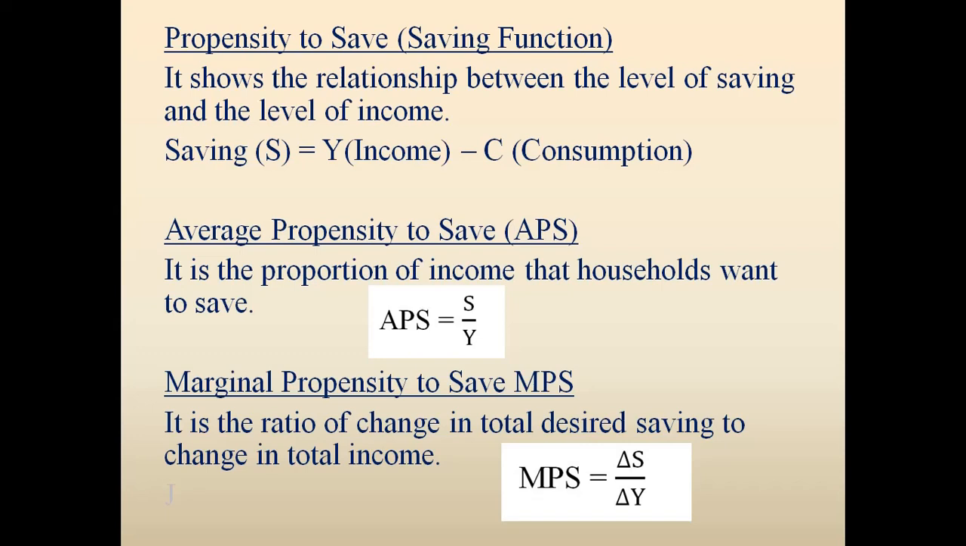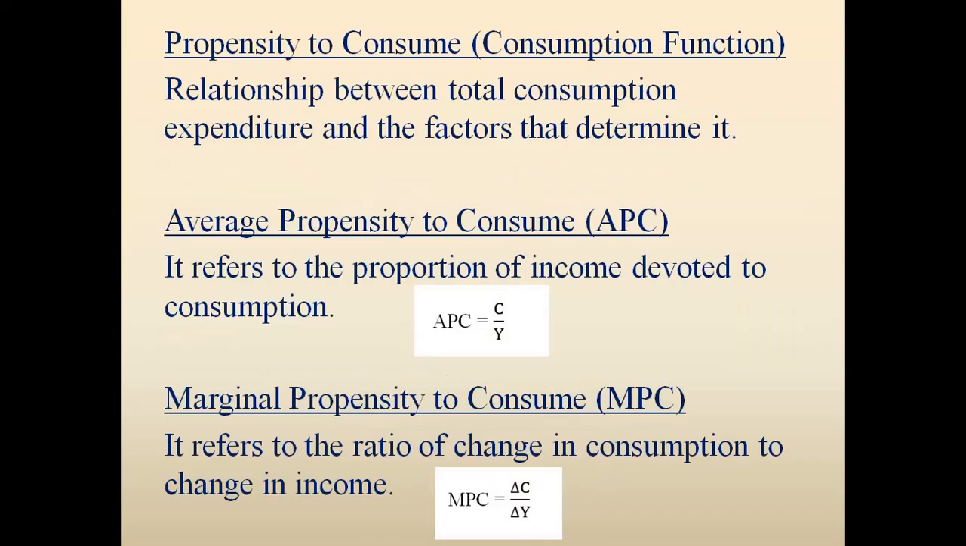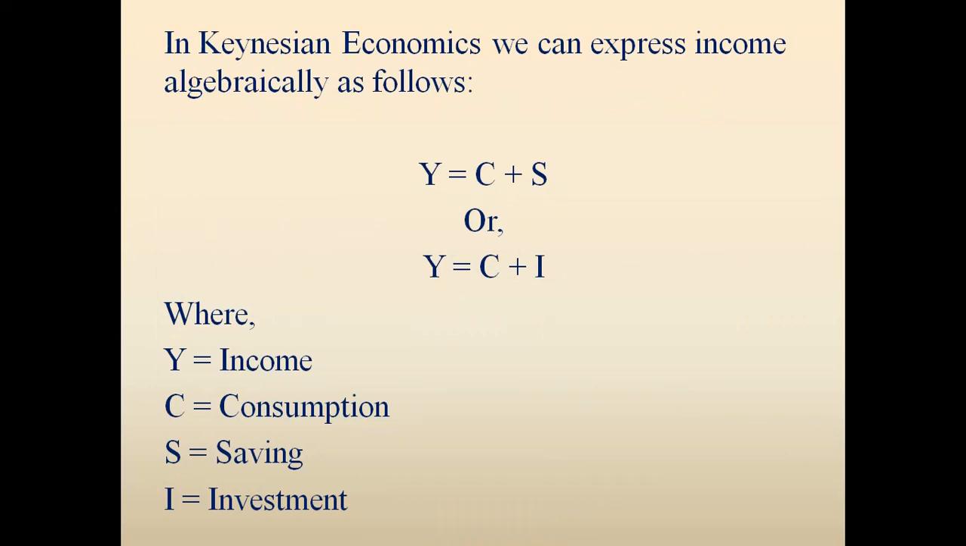Okay, children, now we can continue with the saving function, that is, propensity to save. We already know that in an economy, as suggested by John Keynes, in a closed economy where we have only two agents, or two sectors, that is a two-sector model with only household and firms, the income is either fully consumed or partly consumed.